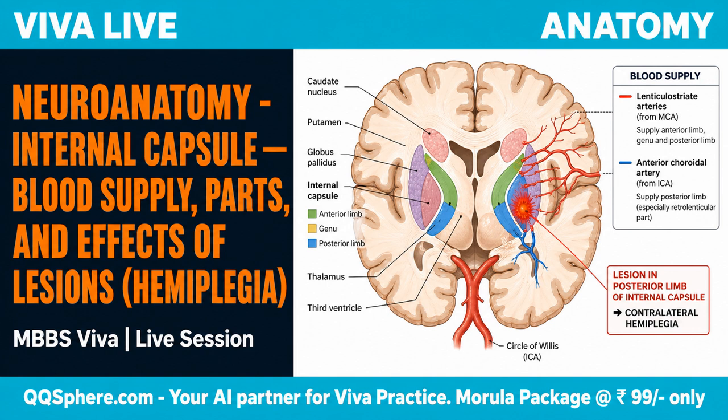Now, could you tell me about the main parts of the internal capsule, perhaps focusing on the blood supply to these parts? Its parts are anterior limb, genu, posterior limb, retrolentiform part, and sublentiform part. The anterior limb lies between head of caudate and lentiform nucleus and contains frontopontine fibers and anterior thalamic radiations. The genu contains corticonuclear fibers.